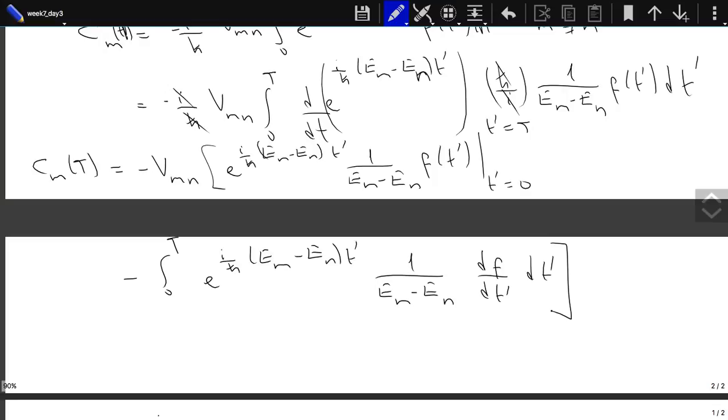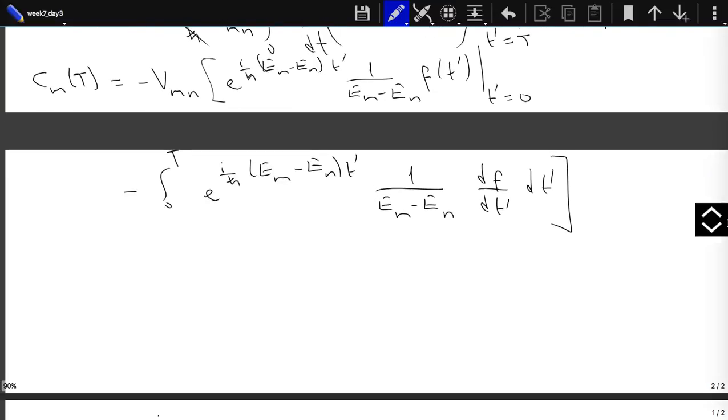Now this is the term that we will neglect. And in the first one, just keep in mind that f of t is equal to 1 and f of 0 is equal to 0. That's how we define that. We assume that we are turning on the potential very, very slowly. At t equal to 0, there is no potential. At t equal to capital T, we have the full potential.